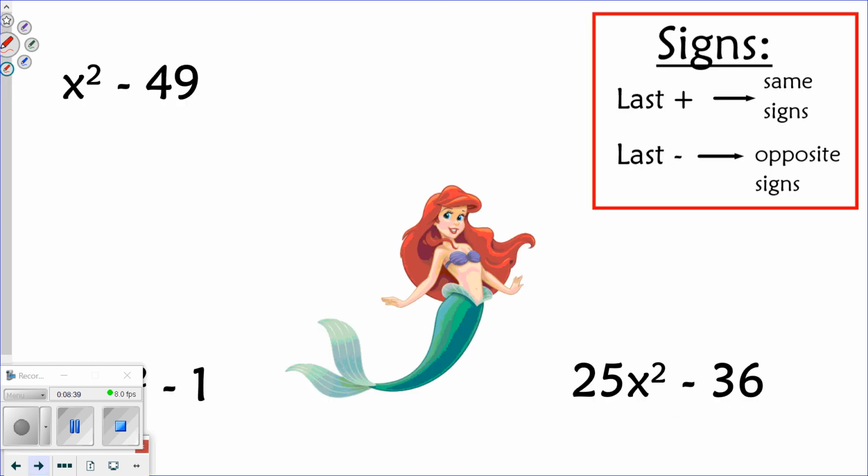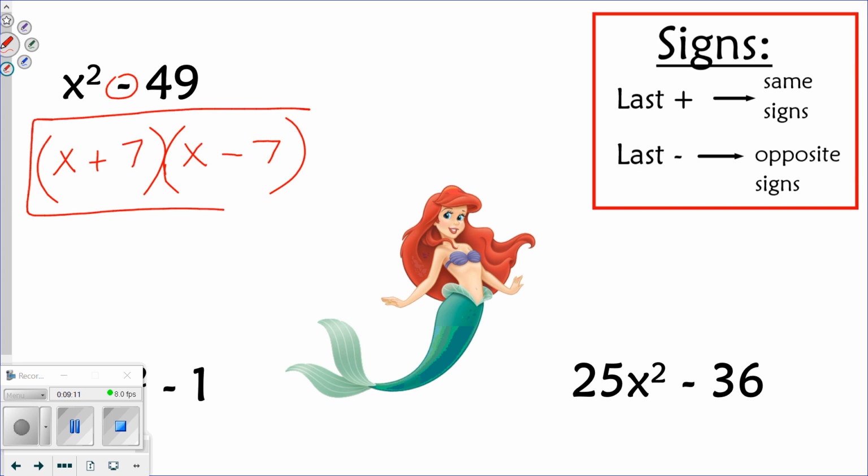All right, let's get some more practice with these. x squared minus 49. Is there a GCF? No. Is it a difference of squares? Yeah, because you have two terms, a minus sign, and they are both perfect squares. What are your signs? Plus and a minus, because the last one is negative. Square root of x squared, x, and square root of 49. Factored. Did you see why these are my favorite? Look how fast those were. Love them.